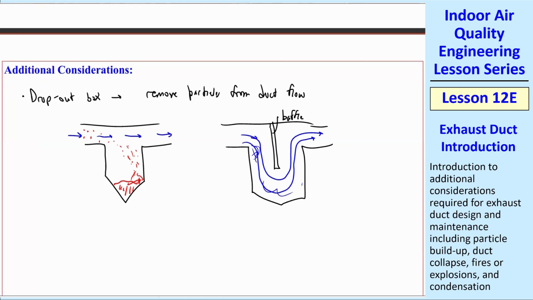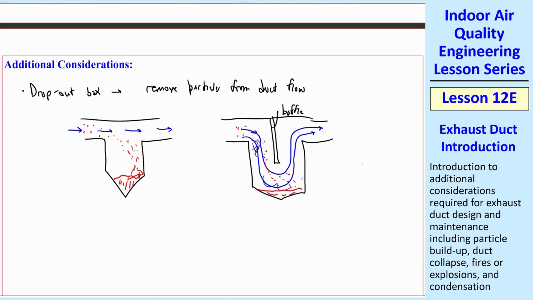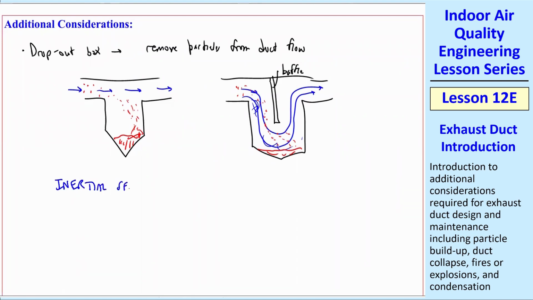Now, it turns out that the particles start dropping like they did in the one to the left. But in addition, as the air goes around this turn, the particles cannot negotiate that turn. So they're going to be flicked off of the streamlines of the air. This is called inertial separation.